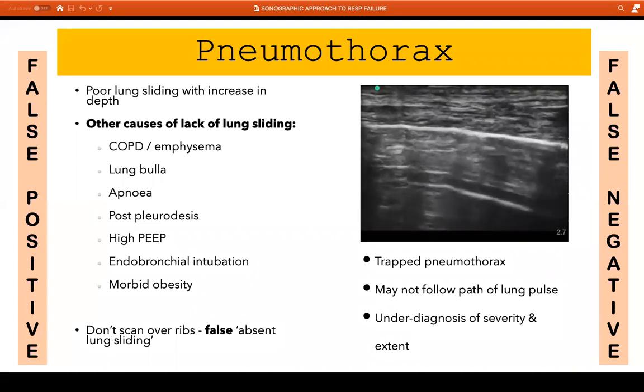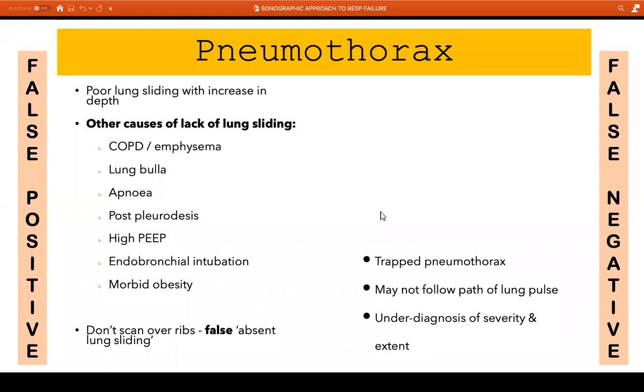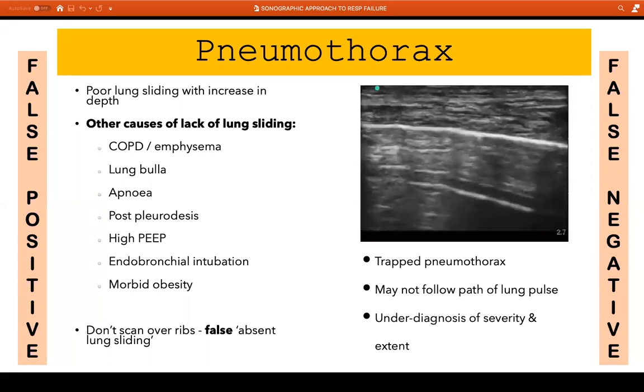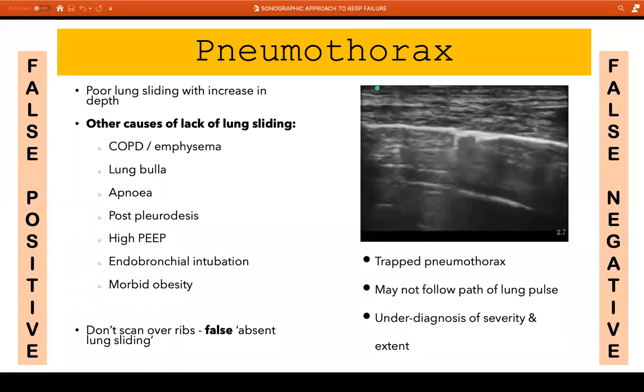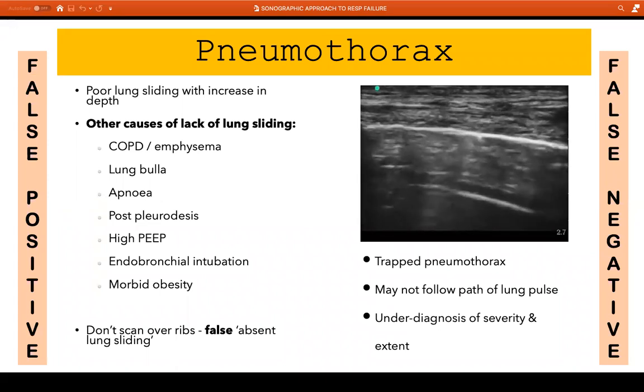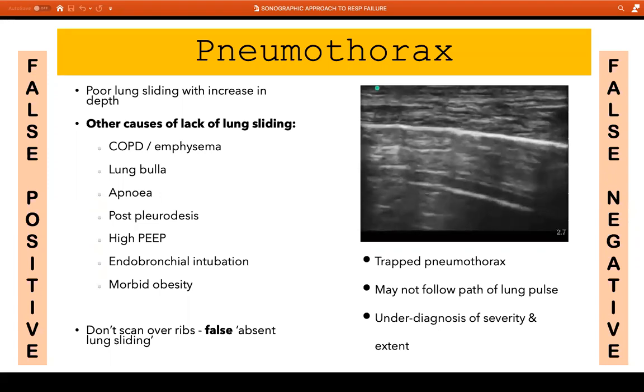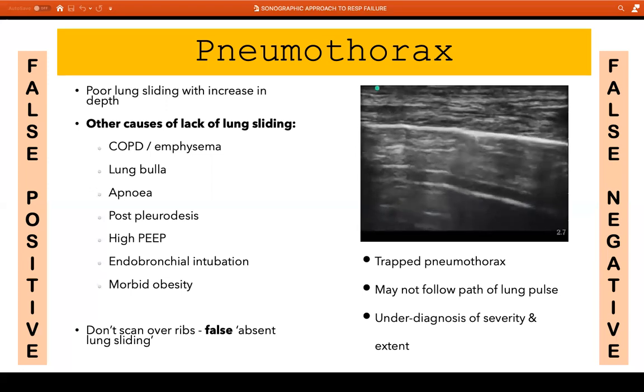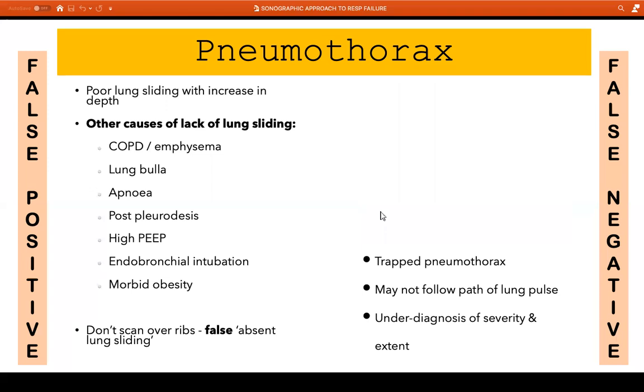There can be other causes of lack of lung sliding or inadequate lung sliding, like severe COPD and emphysema, or an underlying lung bulla present below the pleura. The patient may be apneic, post-pleurodesis, or may have a very high peak and low tidal volume, so the lung excursion is very, very limited. The patient may have endobronchial intubation, and sometimes in a morbidly obese patient, the distance between the skin and the pleura has increased significantly. And if I accidentally scan over the rib, it also gives a false absence of lung sliding.